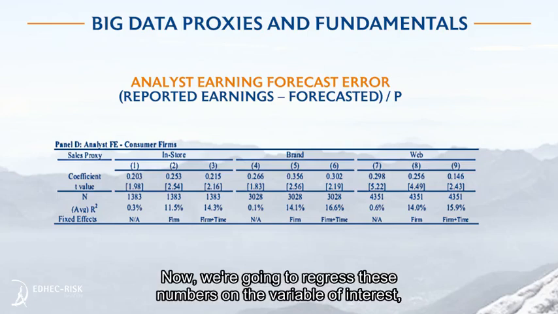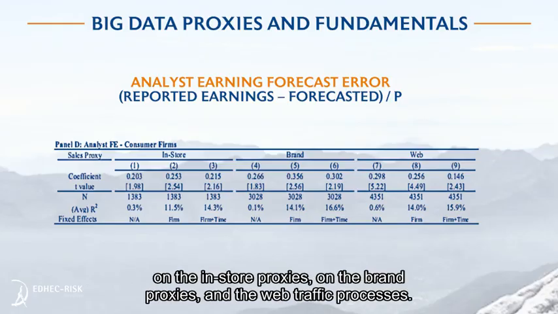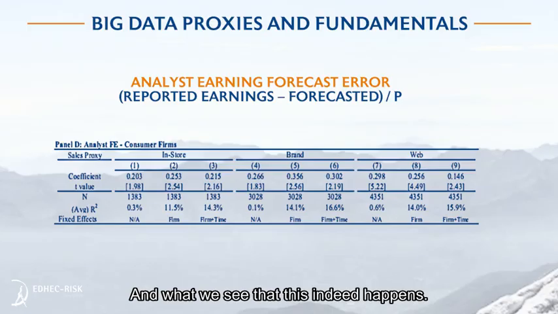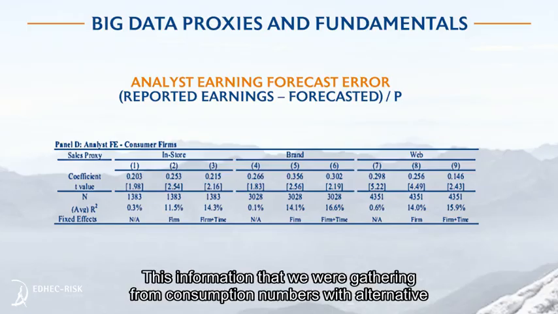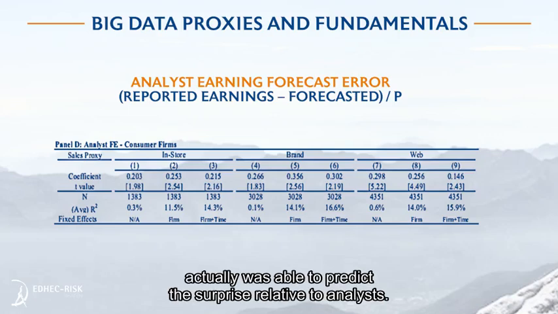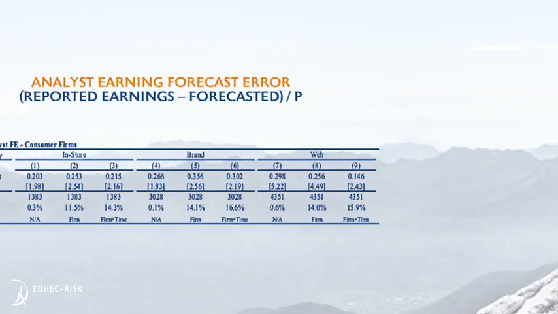Now we're going to regress these numbers on the variables of interest, the in-store proxies, the brand proxies, and the web traffic proxies, to see whether these are able to predict not only the sales, but actually the surprise in the market. And what we see is that this indeed happens. This information that we were gathering from consumption numbers, from the alternative data, was able to predict not only the sales, but actually was able to predict the surprise relative to analysts.